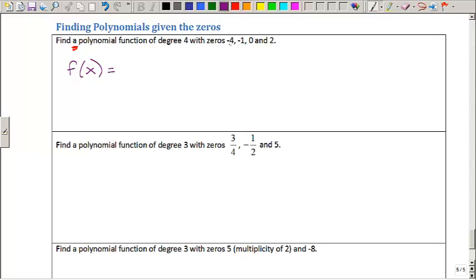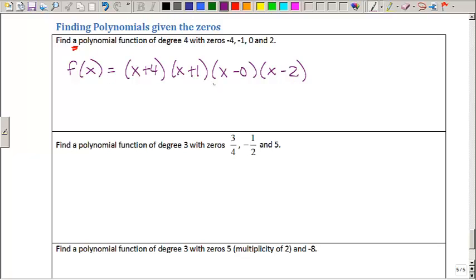If I know negative 4 is a 0, then that tells me that x plus 4 is a factor. If I know negative 1 is a 0, then x plus 1 also has to be a factor. If 0 is a 0, then the factor is going to be x minus 0, and then the last one, if 2 is a 0, then x minus 2 is a factor. You could distribute this out, but I'm going to ask you to go ahead and not distribute it out. Just leave it like this.